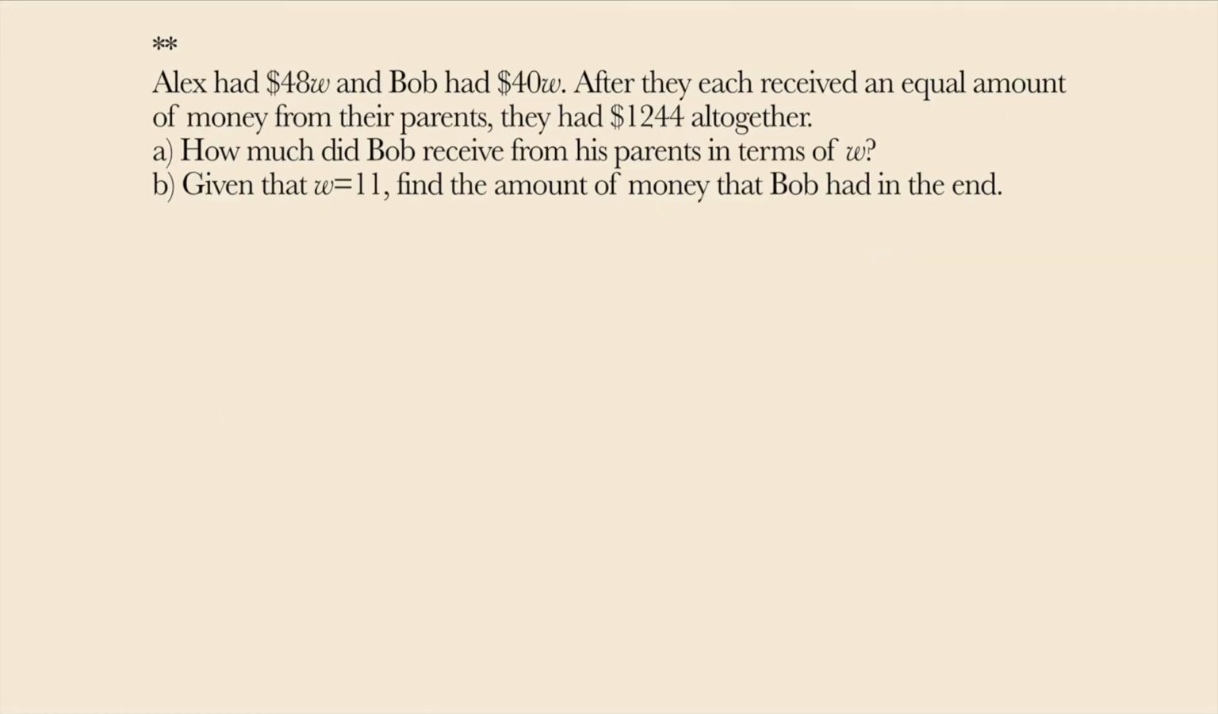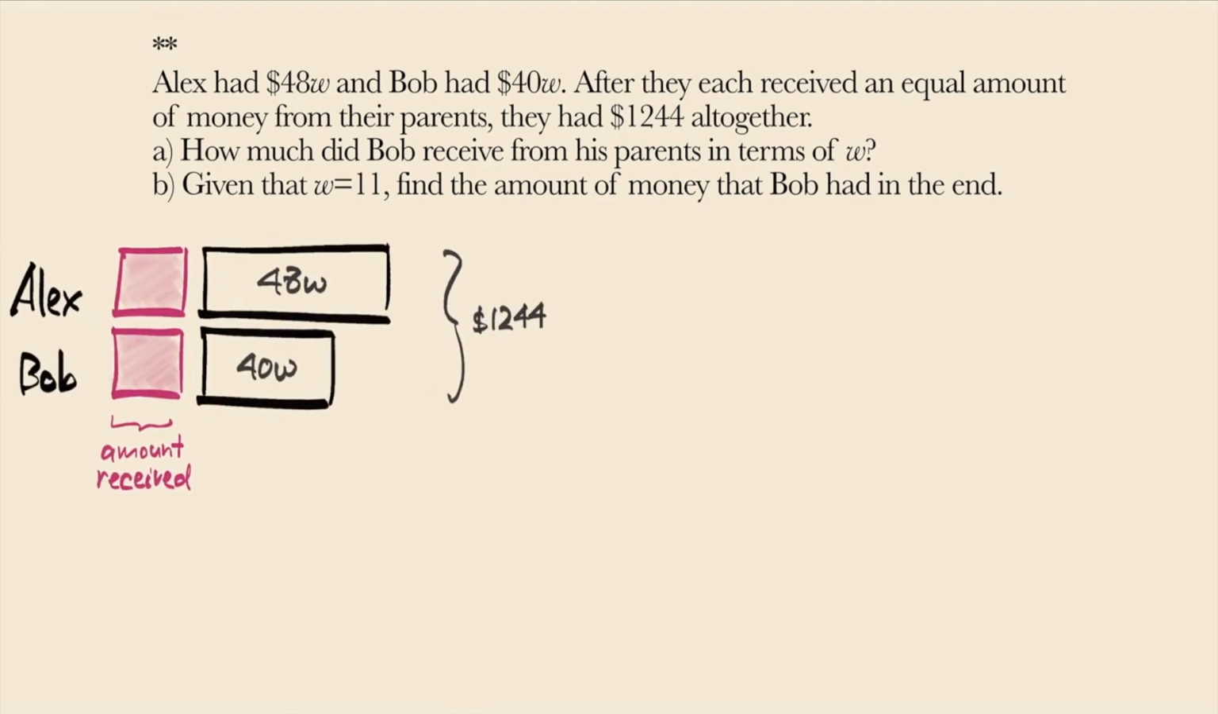Alex had 48W dollars, Bob had 40W dollars. So these are both in W. We can draw a model to reflect that. They each received an equal amount, so an equal block got added to each of them, and they had 1244 altogether. That's the amount received. How much did Bob receive from his parents in terms of W? So we're interested in one of these purple blocks here. Bob received from his parents.